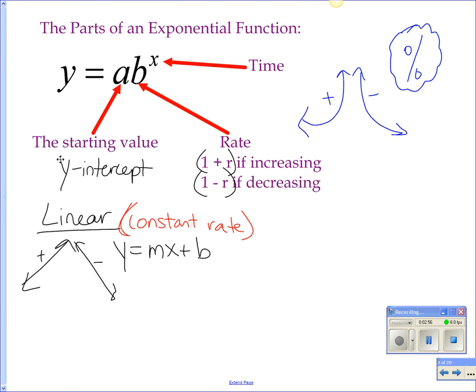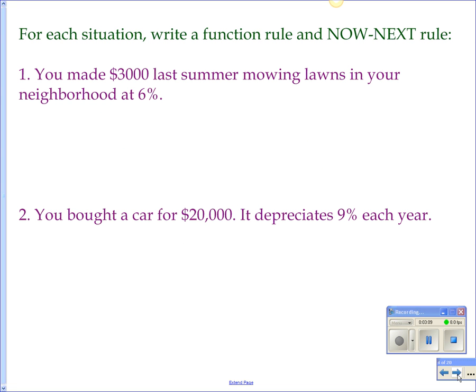So I know that there's a lot of stuff on the board right now, but you actually know more than you think about it. Okay? All right. So let's go ahead and get started. Number 1 says you made $3,000 last summer mowing lawns in your neighborhood. And this is a typo. It should say you made $3,000 last summer mowing lawns in your neighborhood, and you invested it at 6%. So I need to fix that.